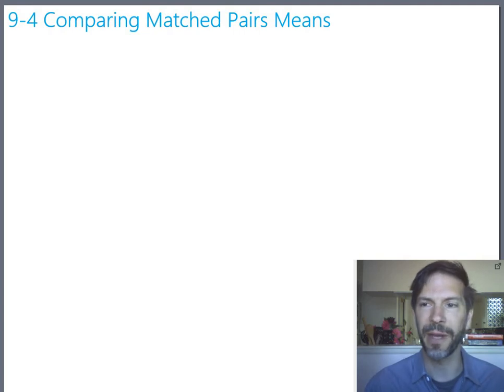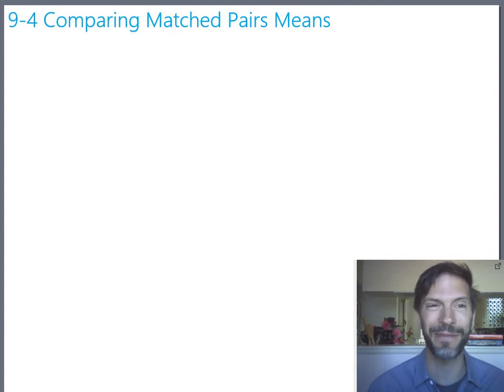All right, before we dive into an example or two, I just want to say a brief word about how to know if you have matched pairs or not. Granted, when you're doing the homework, if you're in 9-3, it's independent samples, and if you're in 9-4, it's matched pairs. But when you get to the test, you'll be looking at a problem and you'll have to figure out, wait, is this matched pairs or is it not?